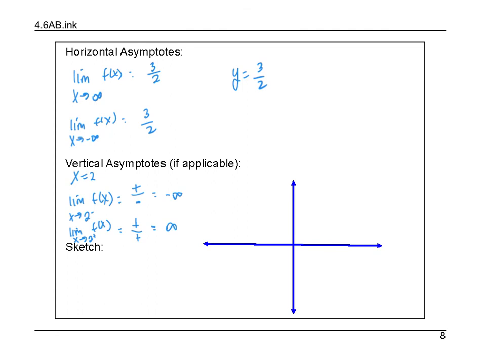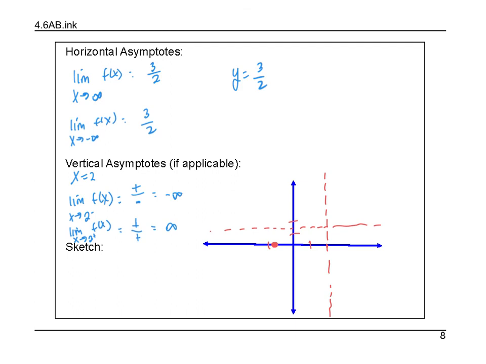Always with rational functions, you're going to sketch your asymptotes first. So we have a horizontal one at 3/2. We have a vertical one at 2. We know we have an ordered pair at negative 2/3, comma 0. We know that we are always decreasing and that we are concave down on the left side of the vertical asymptote and concave up on the right side of the vertical asymptote.